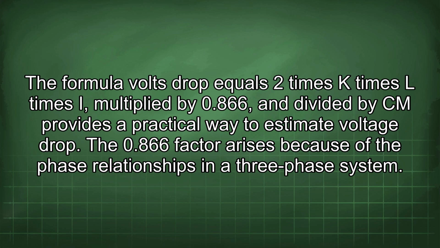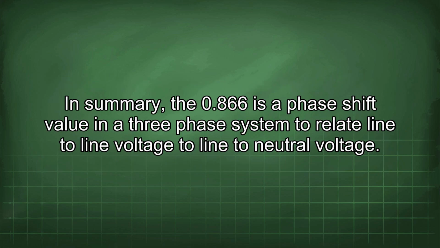The 0.866 factor arises because of the phase relationships in a three-phase system. In summary, the 0.866 is a phase shift value in a three-phase system to relate line-to-line voltage to line-to-neutral voltage.